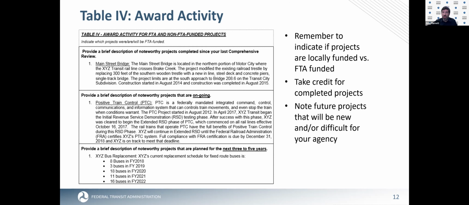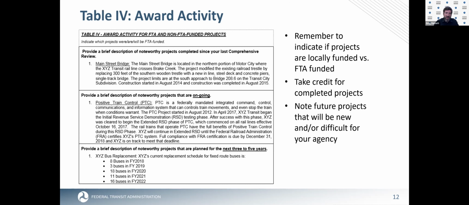So remember, you would want to include not just FTA funded, but also locally funded projects here, just so your reviewer has all of the context. And this is a great place to brag, frankly. So take credit for any completed projects that you're very proud of. I think this is important because, as you might know, if you've been through the triennial review process before, your compliance report is an exception-based report, meaning that we don't really get the opportunity as authors of those reports to say all of the nice things we observed over the course of the review.